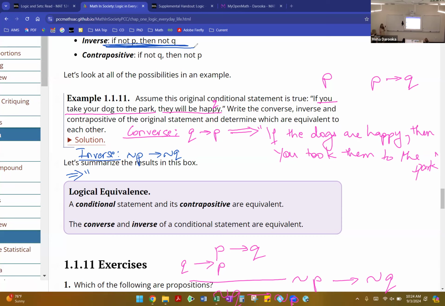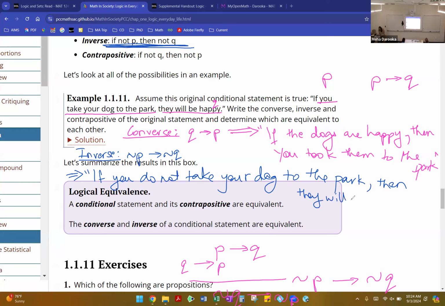So what was our P statement here? So how would we negate that? Yeah, very good. If you do not take your dog to the park. And you're negating both sides. So then you will say then, they will not be happy. So negating both, but keeping the original P implies Q order.